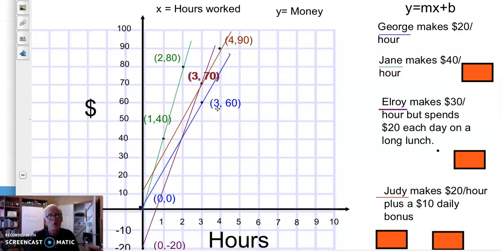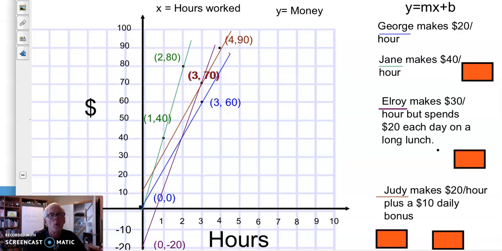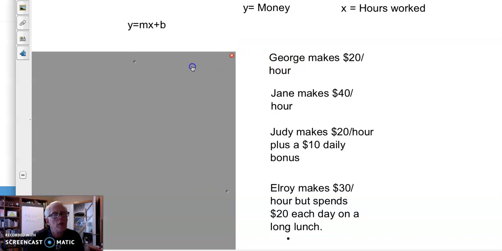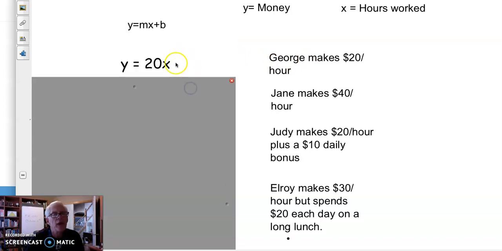So we've added slope and y-intercept to our family of the future. That leads us to what we've been talking about: y equals mx plus b, a linear function. So what would their equations be? We see the graphs, we know how it works, but now let's look at the slope and the y-intercept. George makes $20 an hour. 20 per hour, that is the slope. His equation, think it through, pause if you need to: y equals 20x. For every hour he works, he gets $20.